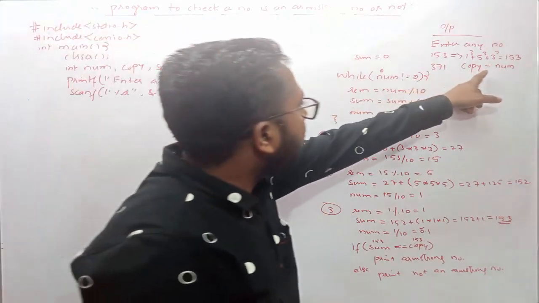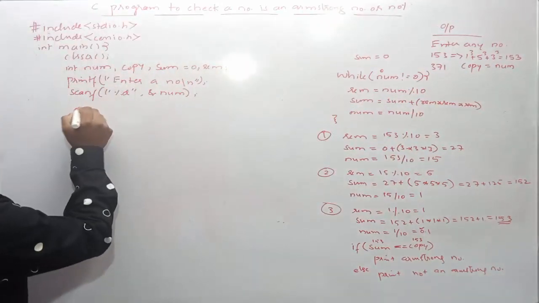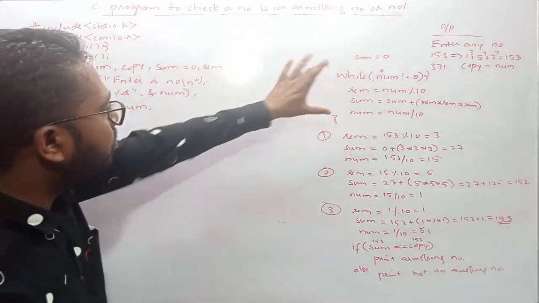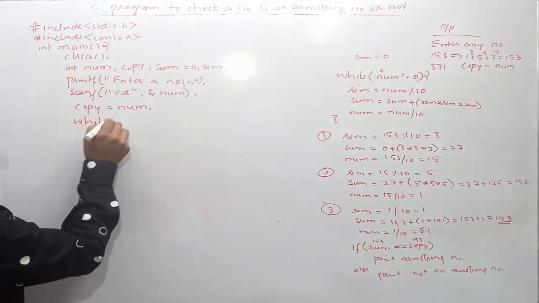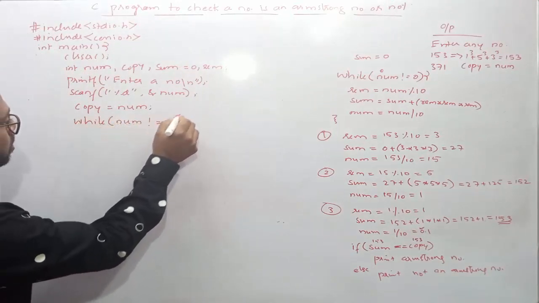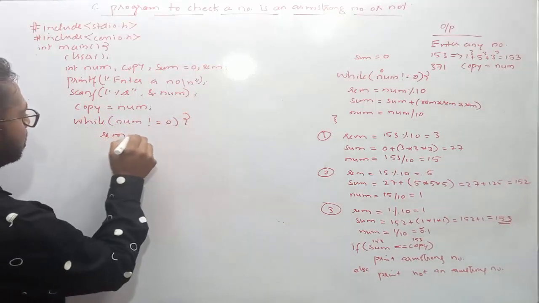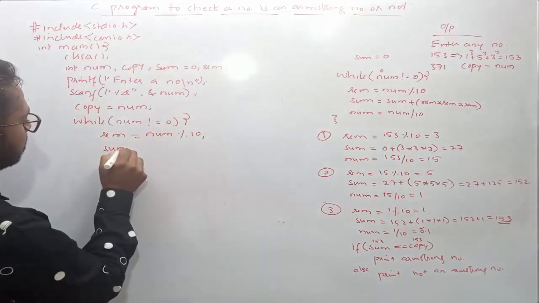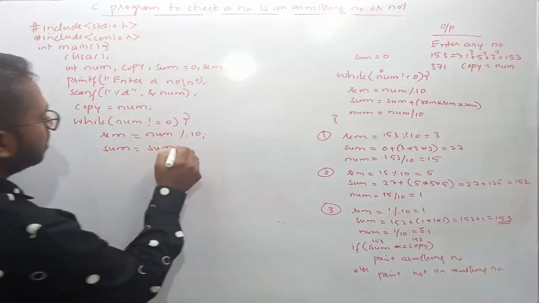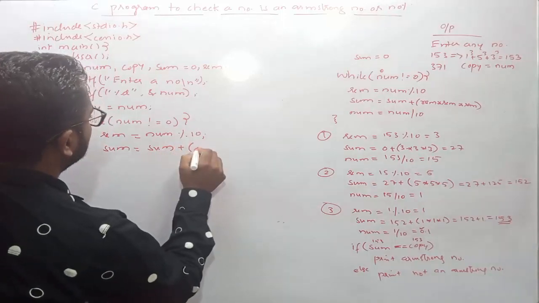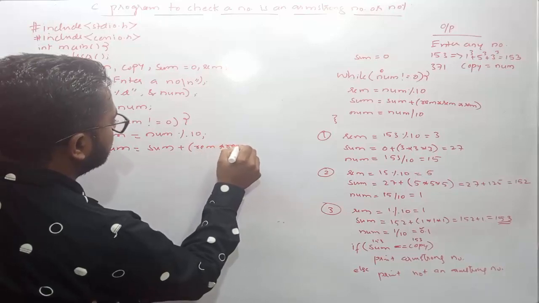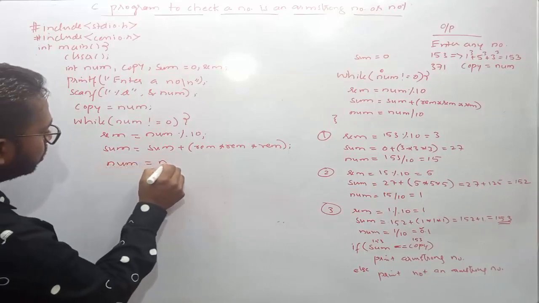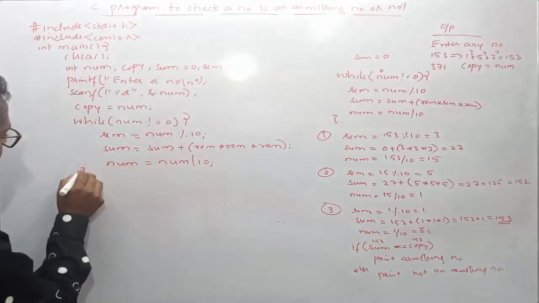Now first I need to make a copy of this number. Copy equals num. Next I need to perform this logic. While num is not equal to 0, then reminder equals num mod 10, sum equals sum plus reminder into reminder, then num equals num by 10, bracket closed.